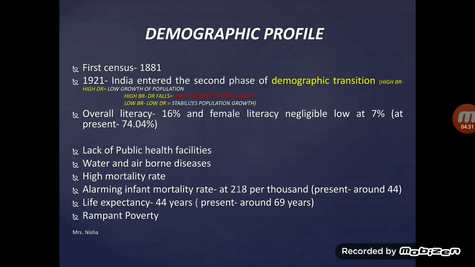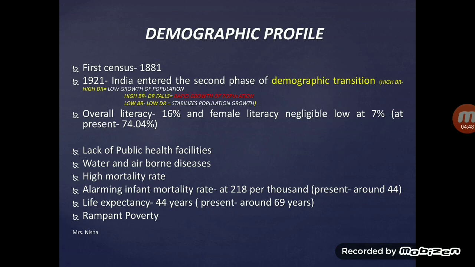Now, the next thing we are going to talk about is the demographic profile or demographic condition during that time. Children, the word demography, what is the meaning of this word? Whenever we are talking about characteristics of population, then we are referring to demographic profile.